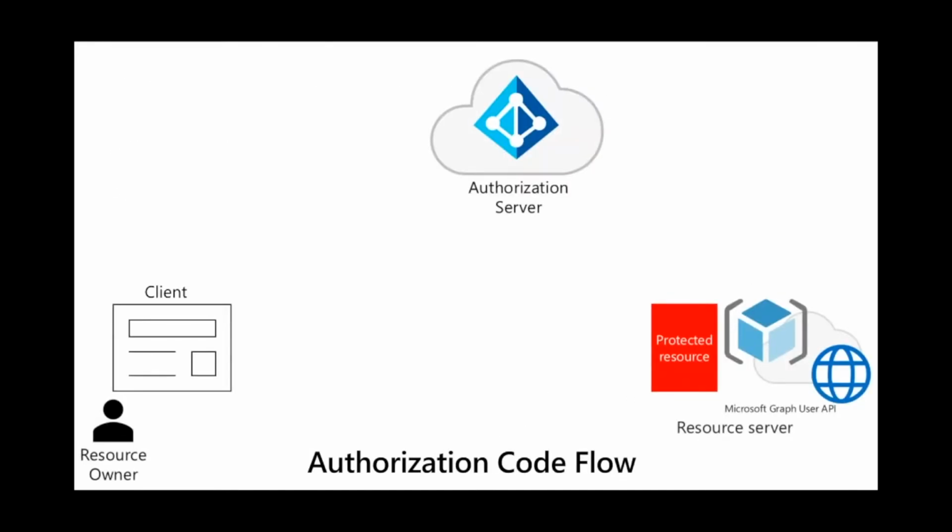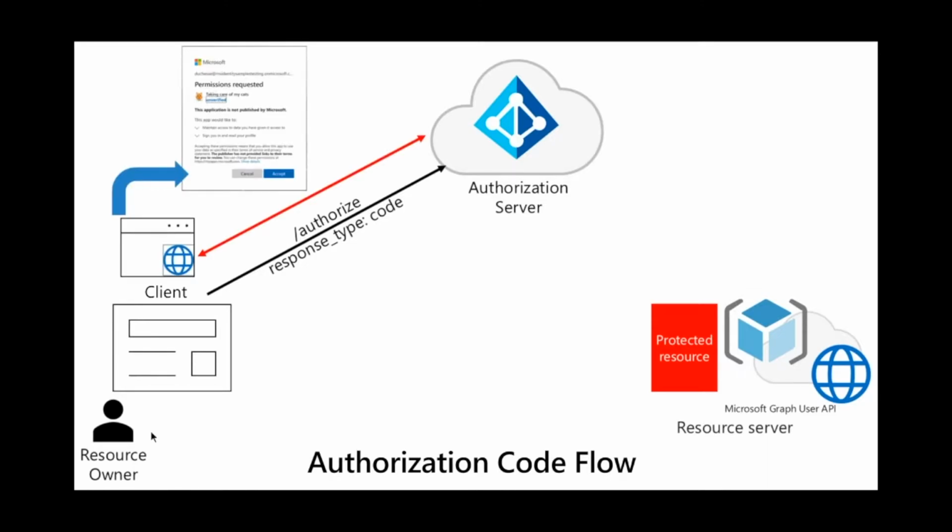We'll start with the authorization code flow. So first, the resource owner, or the end user, will go to the client and sign in. The client will send a request to the authorize endpoint of the authorization server with a response type of code. This alerts the authorization server that the client expects an authorization code returned. The authorization server will then present a sign-in dialog to the resource owner. Once the resource owner authorizes access, the client receives an authorization code.